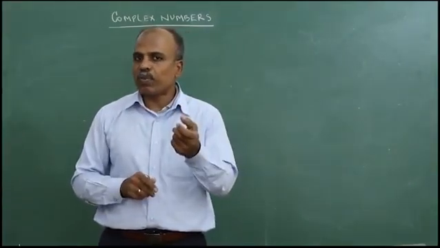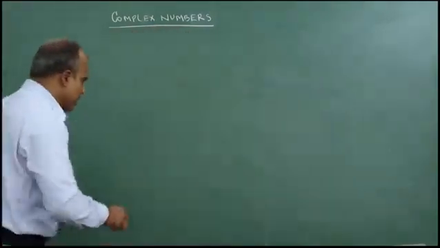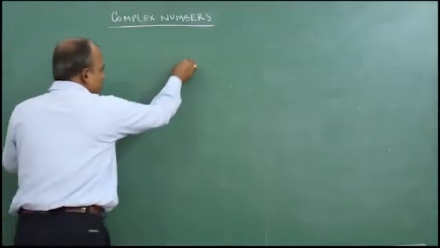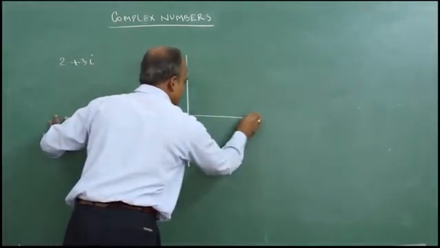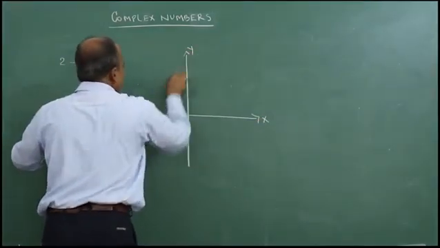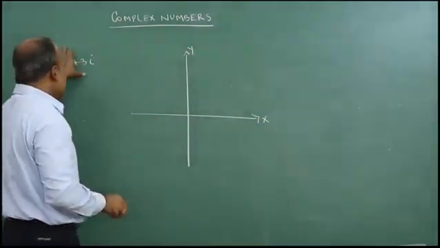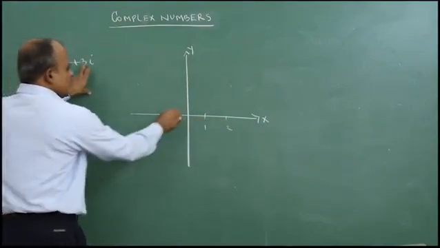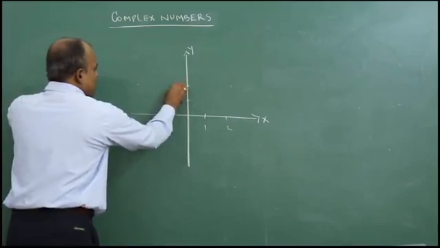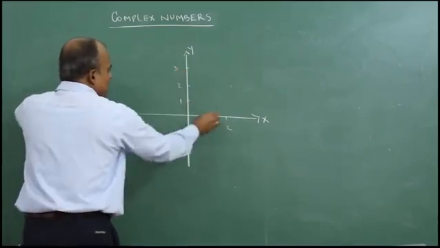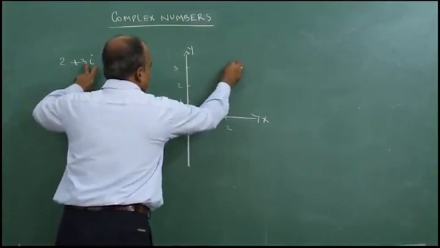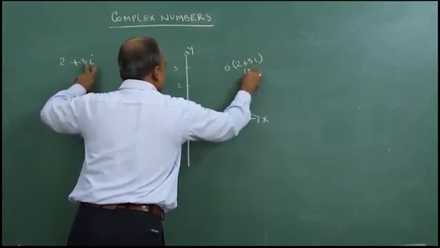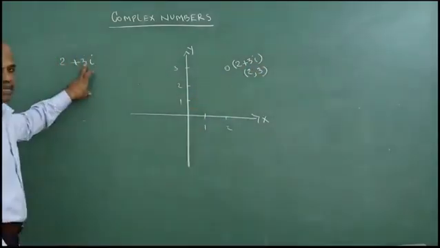For example, 2 plus 3i is a complex number. How can you plot it in the graph? You make the xy axes, in which on the x-axis the real part is 2 and the imaginary part is 3. The intersection of 2 and 3 meets at this particular point, and this is the complex number 2 plus 3i, or you can write it as (2, 3).